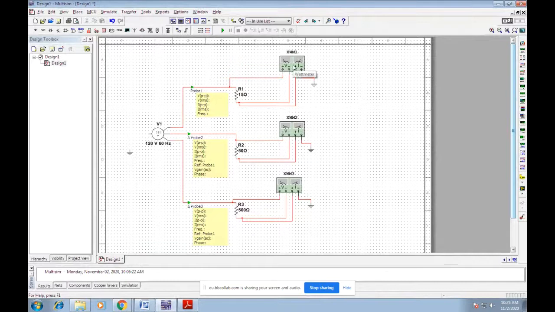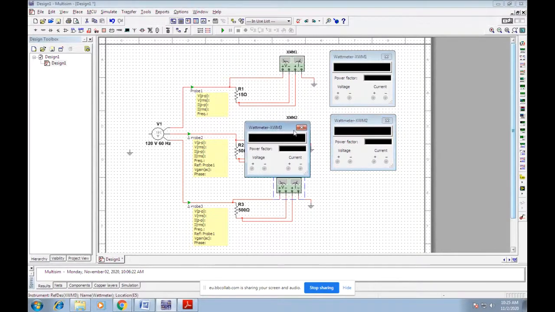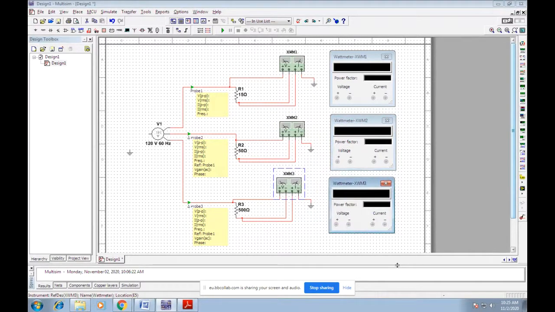So in here, if you double click, this is for the first watt meter. You can see that it will display the power and also the power factor. So this is for the second one and this is for the third one. Okay. So this is about the circuit diagram. Once you complete it, we also have to connect the input to the ground. The input is not connected to the ground. Okay. So once you finish all the circuit diagram, click on run simulation. Once you run the simulation, you will get all the values.